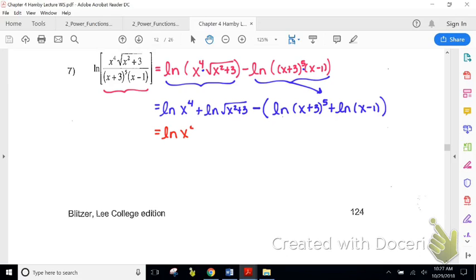If you wanted to do other stuff here, you could, but I'm not going to. I'm going to distribute, so it's minus the natural log of x plus 3 to the 5th. And then minus the natural log of x minus 1. Okay, yeah, I forgot the square underneath the radical. I just put an x plus 3, but it should be x squared.